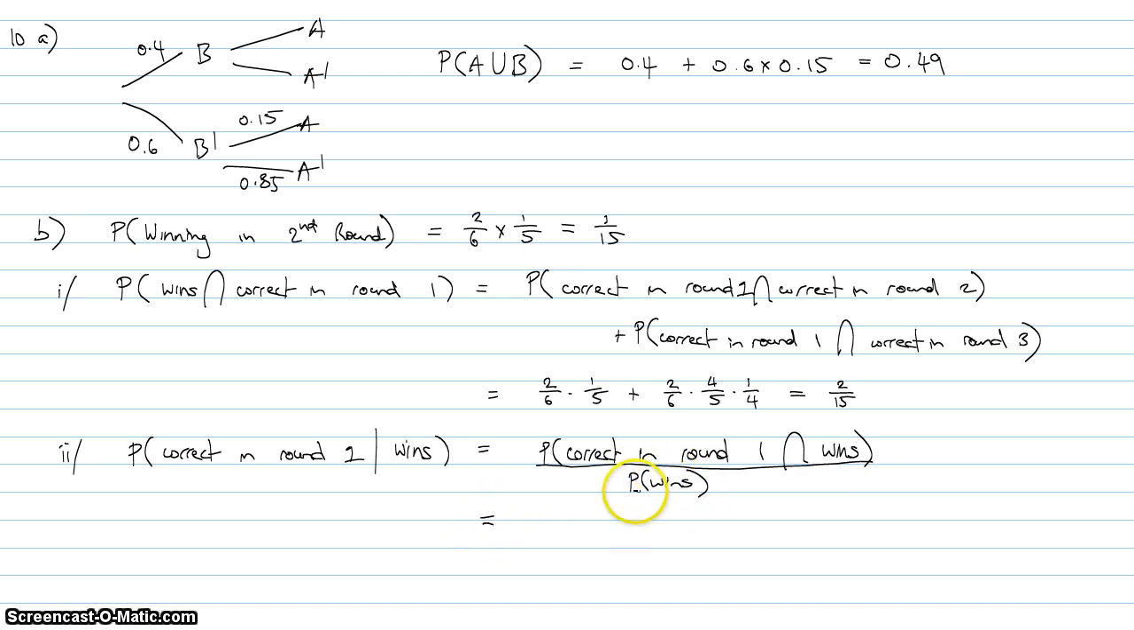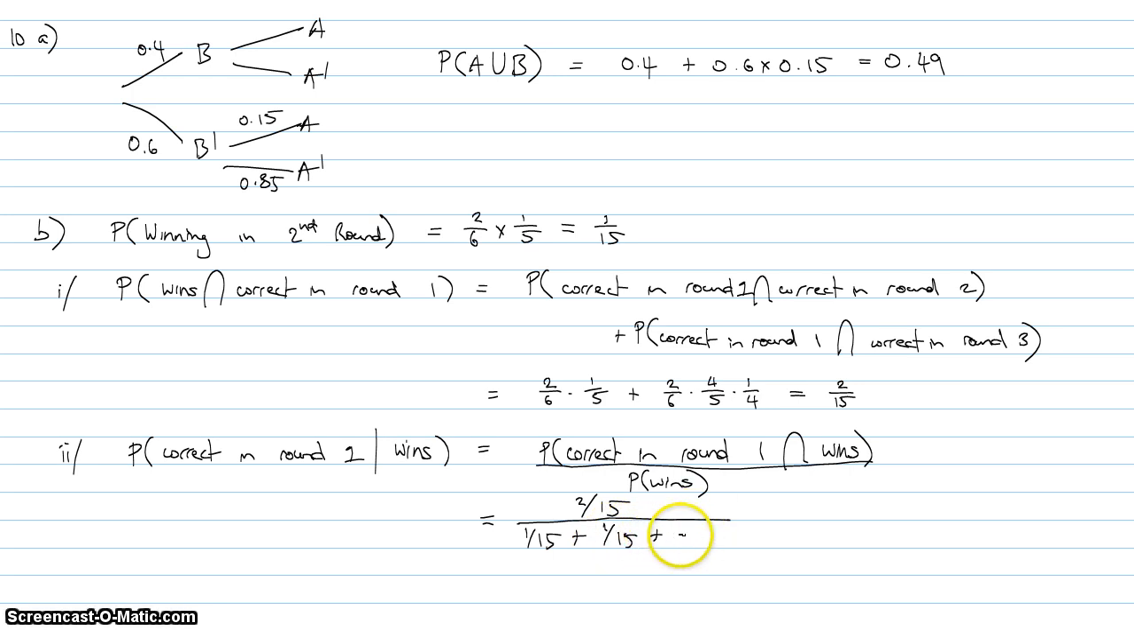So what's that going to be? Well, I just found out that part on top. That's just going to be 2 upon 15 divided by the chance that he wins. So how can he win? Well, he can win by winning in the second round, so there's a 1 over 15 chance of that happening. Or he can win in the third round, so that's the 2 over 6 times 4 over 5 times 1 over 4, which also just happens to come out to be 1 over 15.